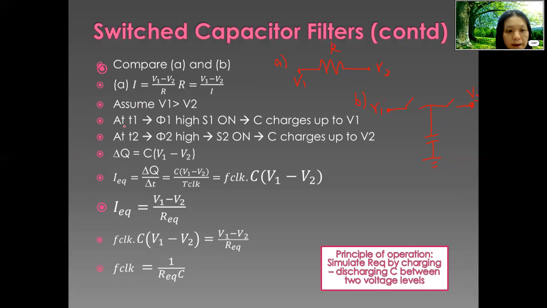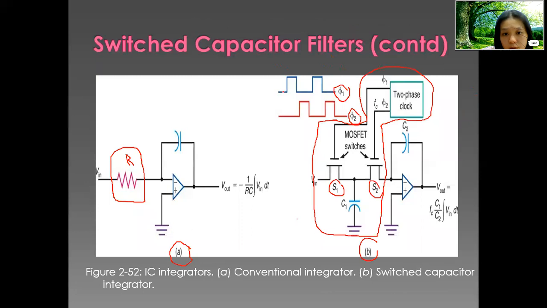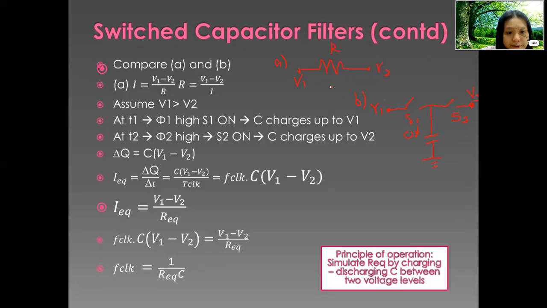Okay, so at T1, our phase 1 will be high as S1. So this one is our S1, and this one is our S2. When S1 is on, phase 1 is high. Phase 1 is high when S1 is on. Okay, C will charge up to V1, voltage 1.